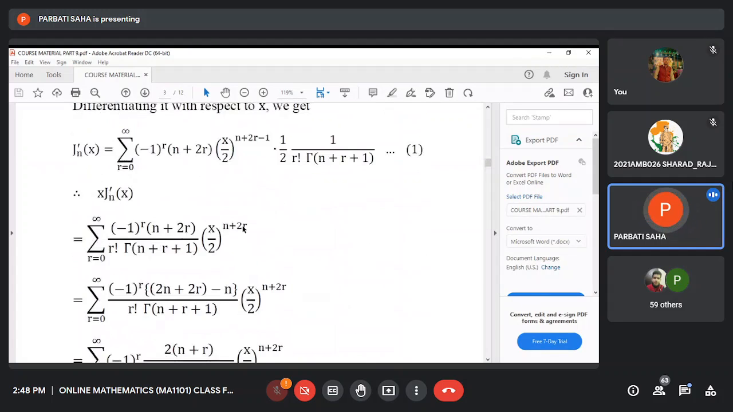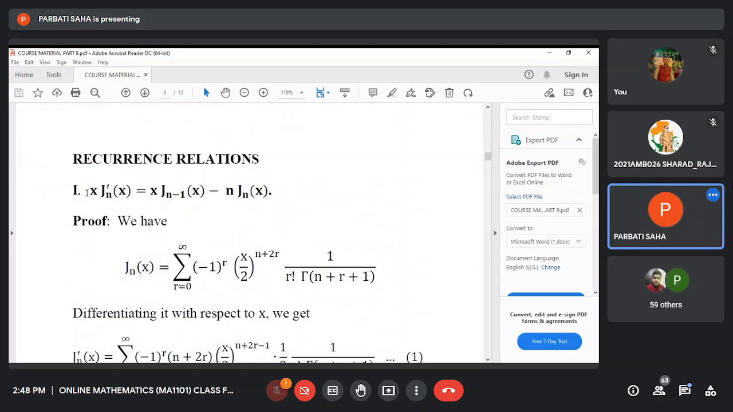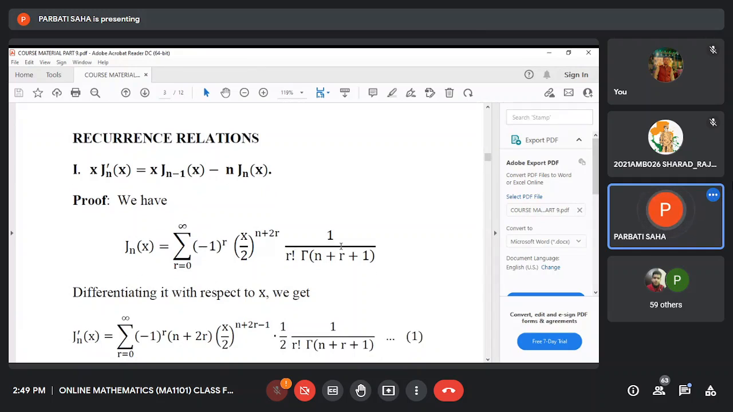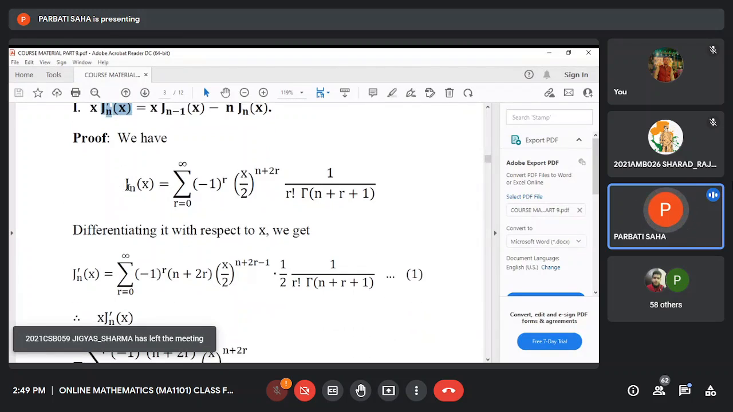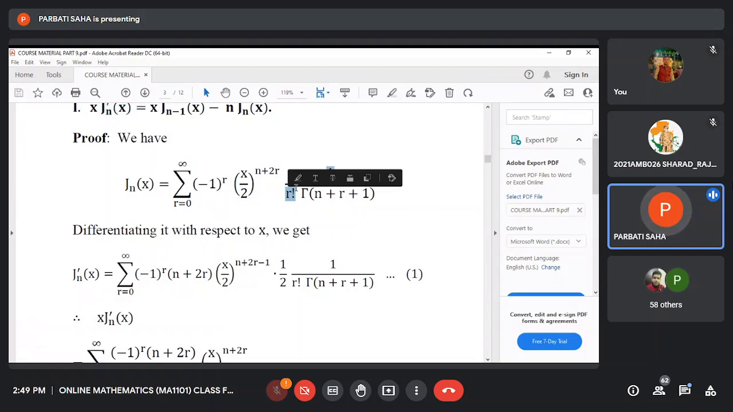So we first prove this recurrence relation: x Jn dash(x) equals x Jn minus 1(x) minus n Jn(x). Jn(x) equals this. In order to compute Jn dash(x), we have to differentiate Jn(x) with respect to x. This part will remain unchanged, since it is constant. Only this term will be differentiated, right?